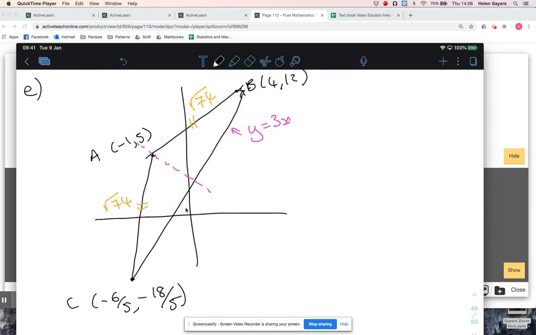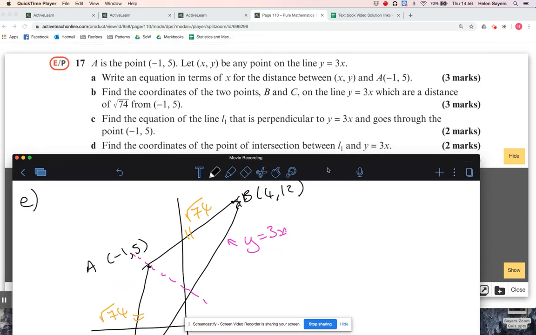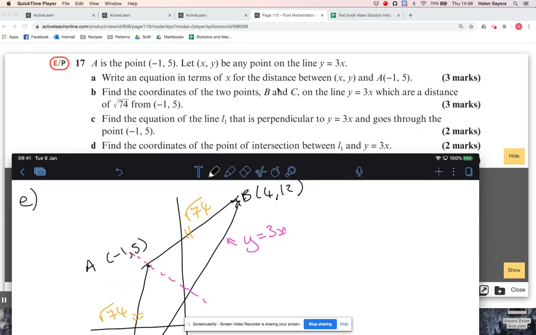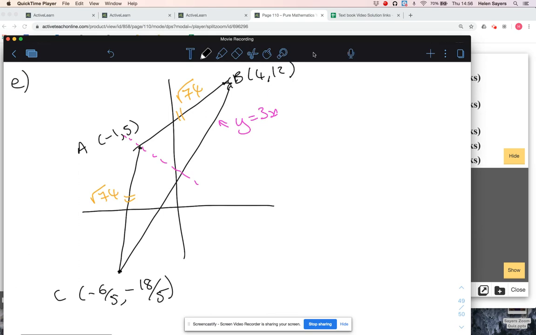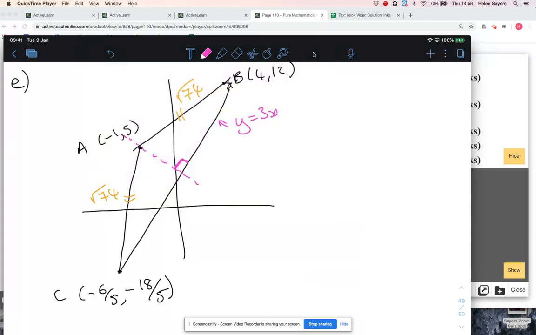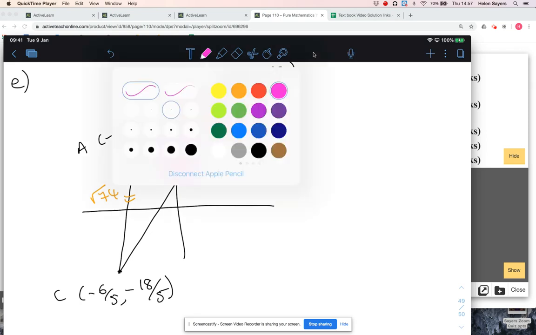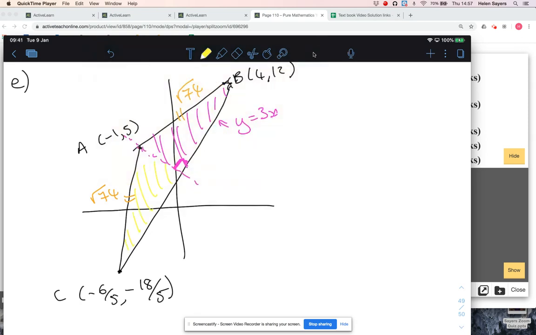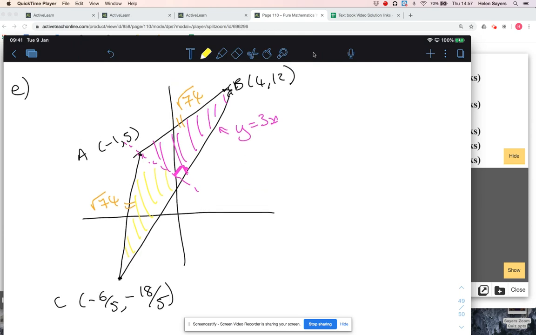So the line y equals 3x is the line that B and C are both on. So we found a line that was perpendicular to y equals 3x and goes through A, and putting that together with the fact that it's an isosceles triangle, that's going to be half the triangle, and then that's going to be the other half. So if I can find either of those areas, I can then just double it for the triangle I want.